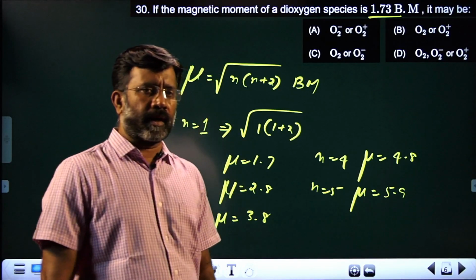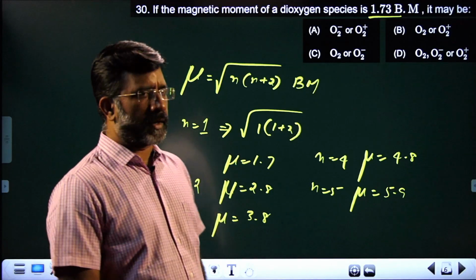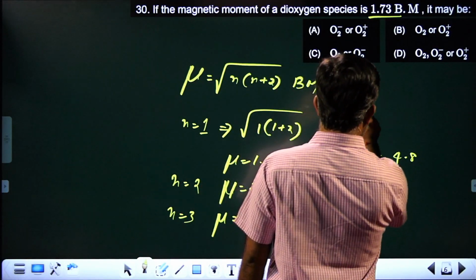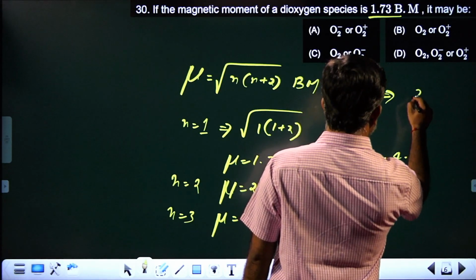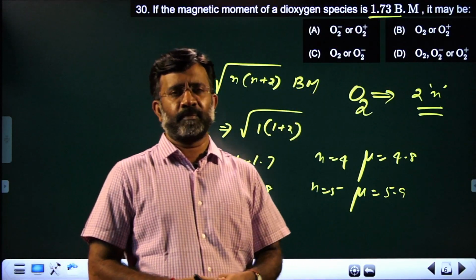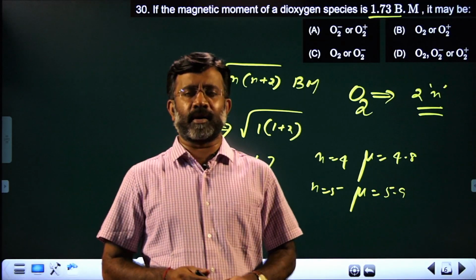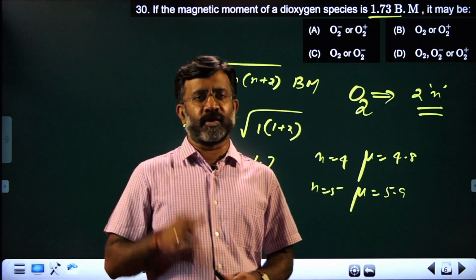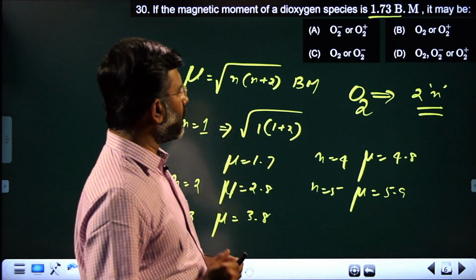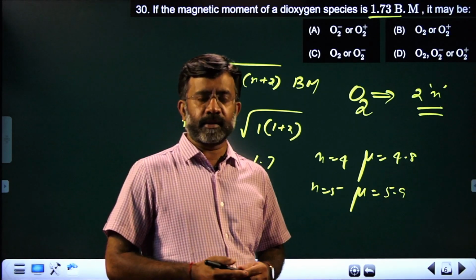That means unpaired electrons is 1. So which species has got 1 unpaired electron? All of you know regarding molecular oxygen, there are 2 unpaired electrons: pi star 2px1, pi star 2py1. There are 2 unpaired electrons in dioxygen and hence it is paramagnetic. Here we are looking for 1 unpaired electron. So O2 minus can be the answer.